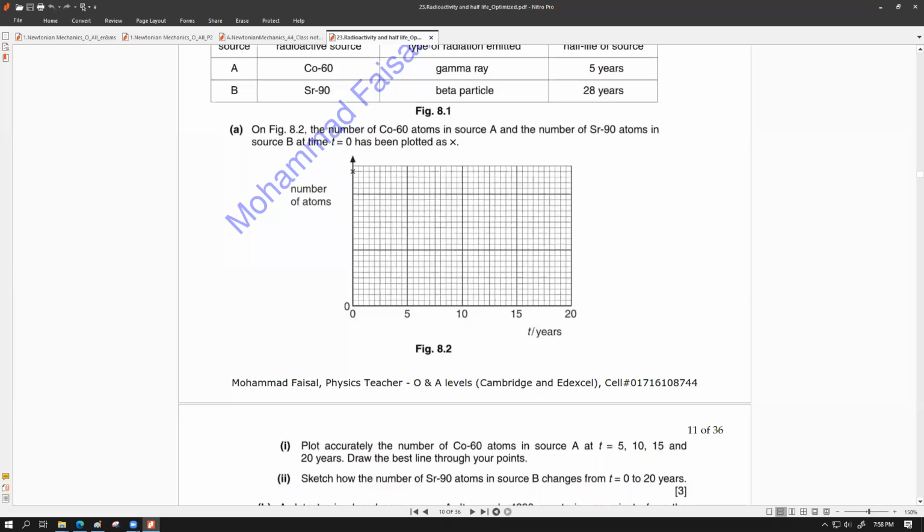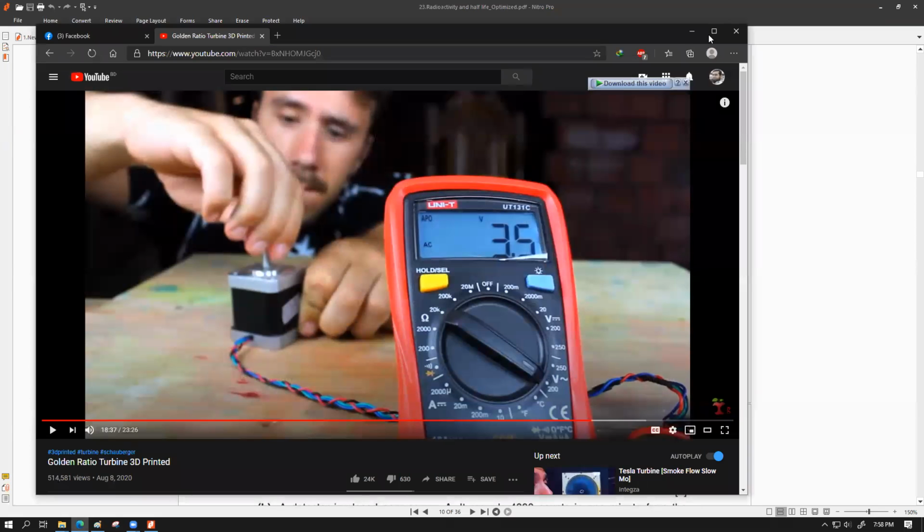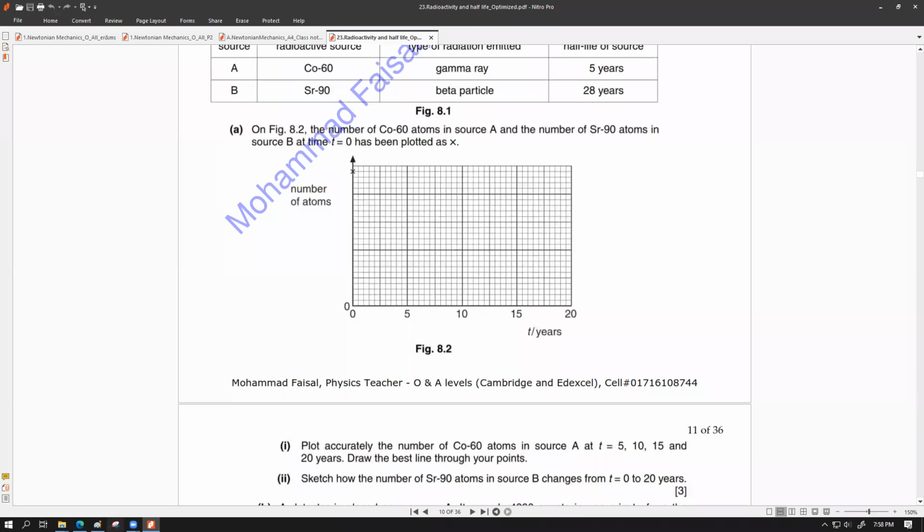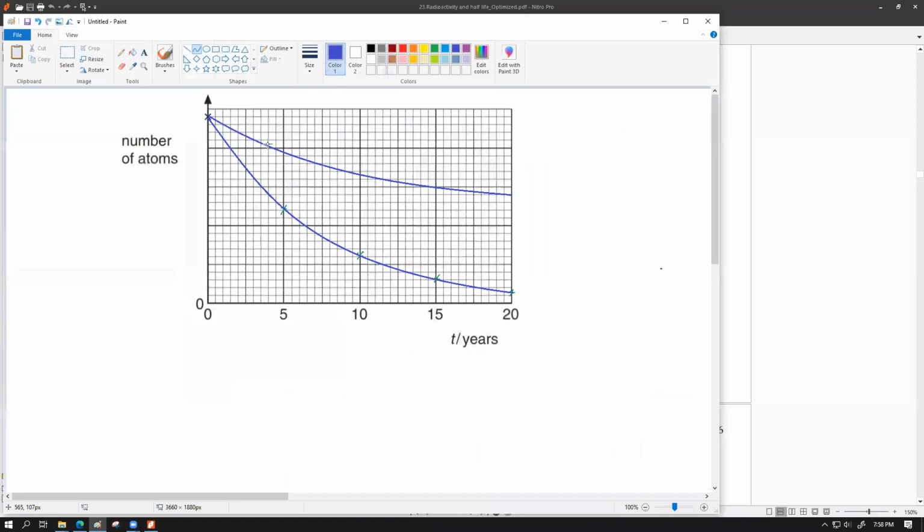So this is the question and this is the graph. Drawing the polarity graph is pretty simple.